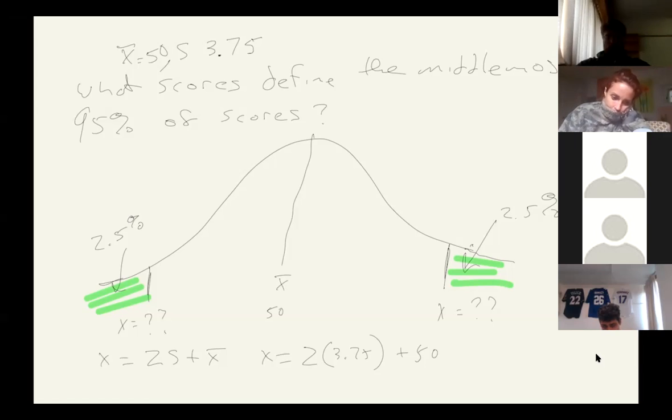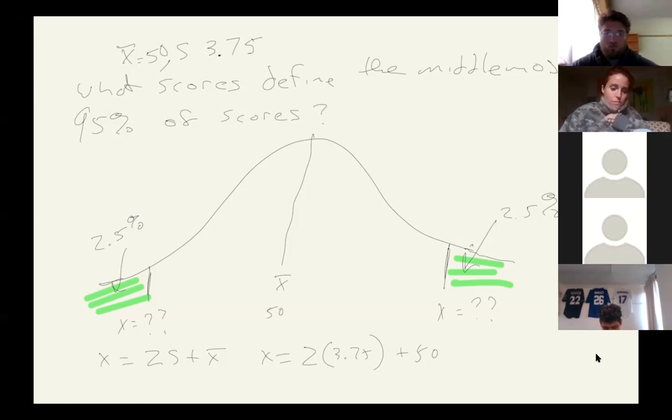We're lucky because we have it exactly. We don't have to interpret. So what is the z-score associated with that outermost area being 2.5%?